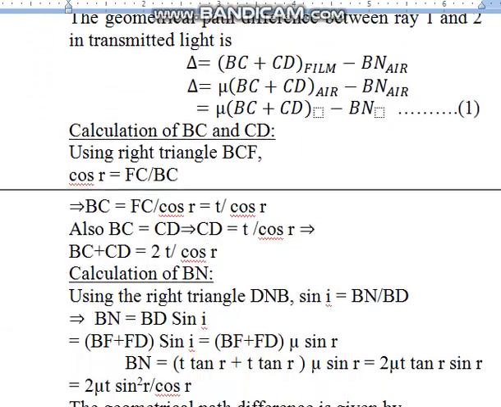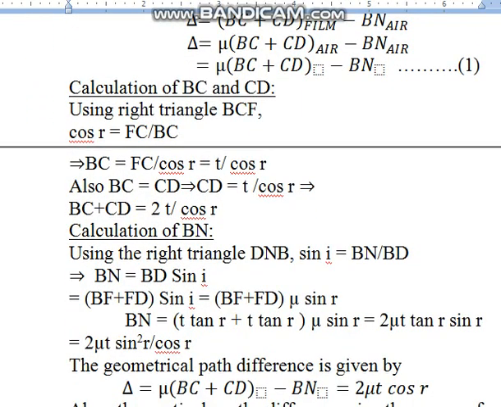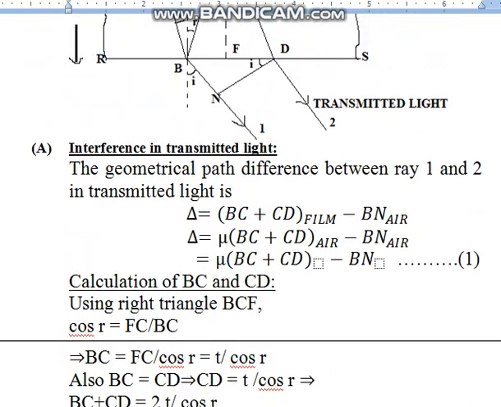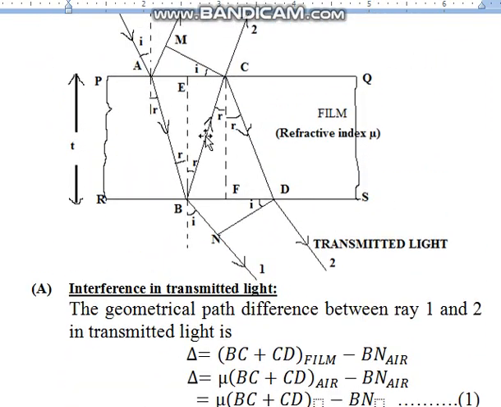Now let's calculate the different optical distances BC, CD and BN. First of all let's calculate BC and CD. BC and CD are both equal. Let's see the figure. BC and CD are both equal, and we apply the cosine in triangle BCF.